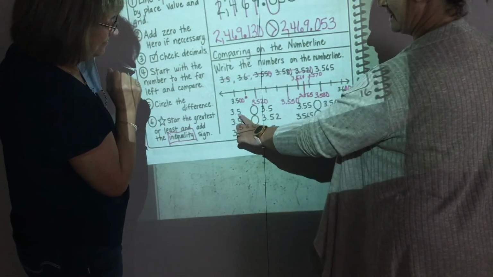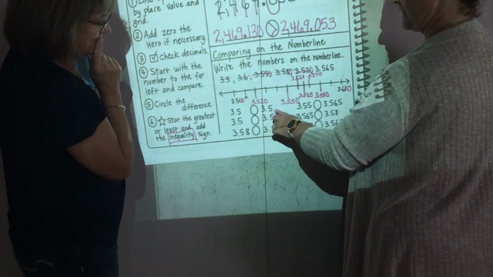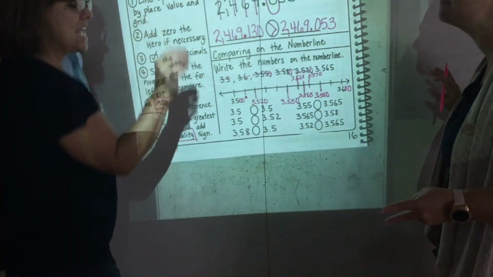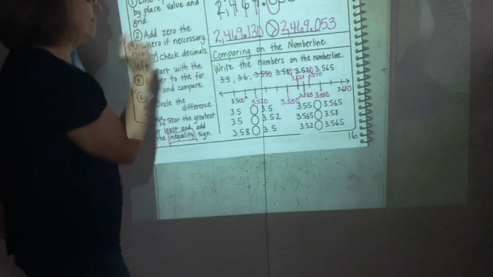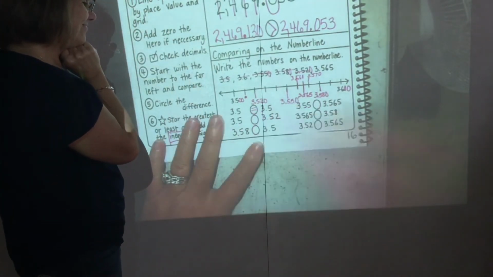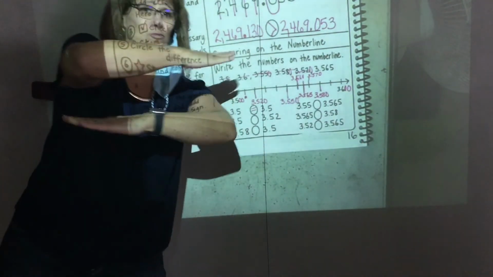Let's see. 3 and 5/10, 3 and 5/10. I said the same number two times. Equal. All right, let's go to the next one.